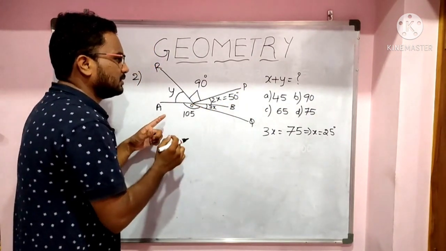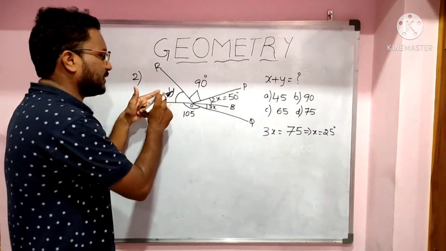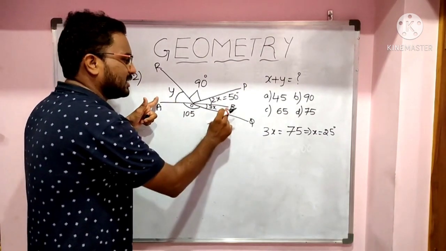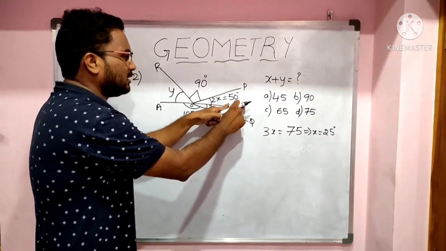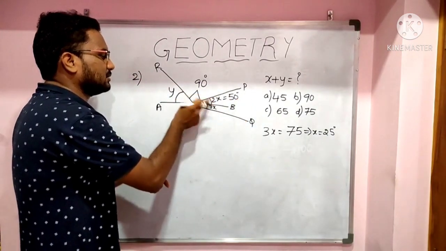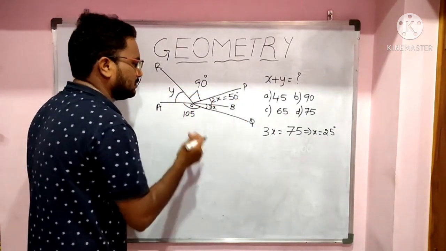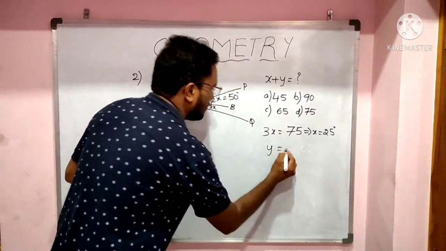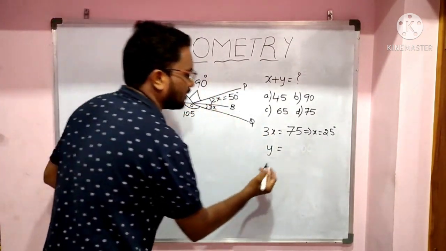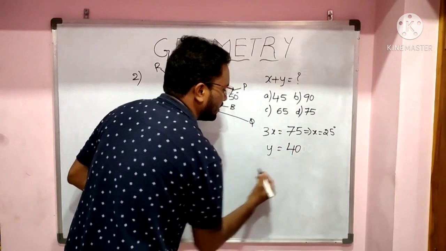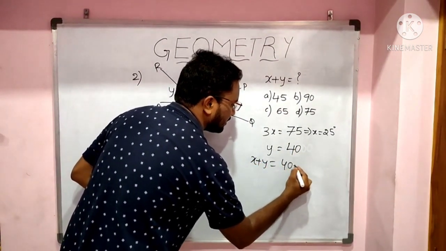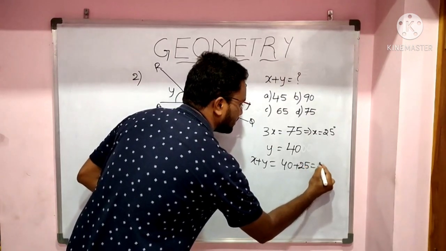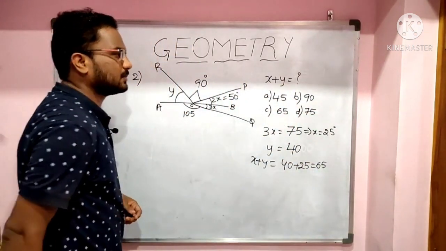We need to find x plus y, so we have to find y. This is a straight line. This is 90 and this is 50, total 140. But this is a straight angle, so the total angle is 180. So y should be equal to 180 minus 140, so 40. X plus y equals 40 plus 25. Answer 65. That's it.